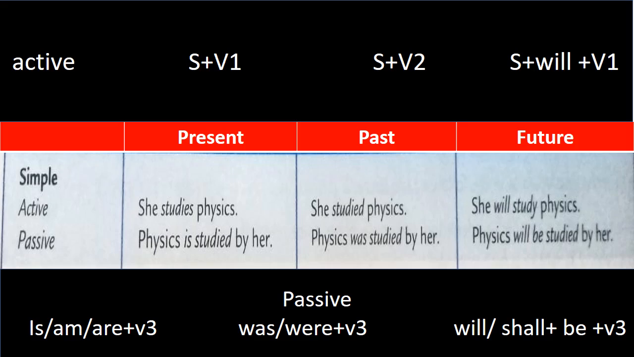So students, you can see these examples. Physics is studied by her, physics was studied by her, physics will be studied by her. You can see in all these three tenses there is minor difference. Only the use of is, was or will be is changing it from present to past or future. So be careful. You remember, you should not change the tense and the meaning of the given sentence in the active voice.